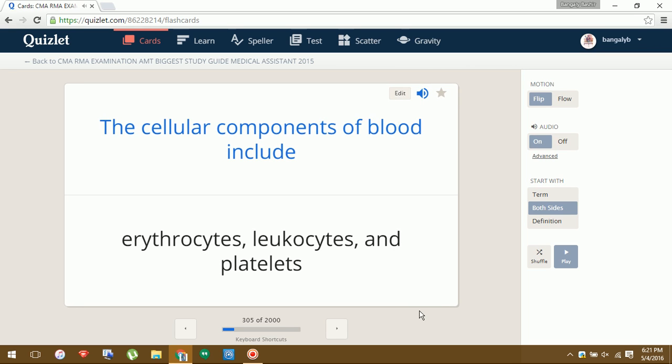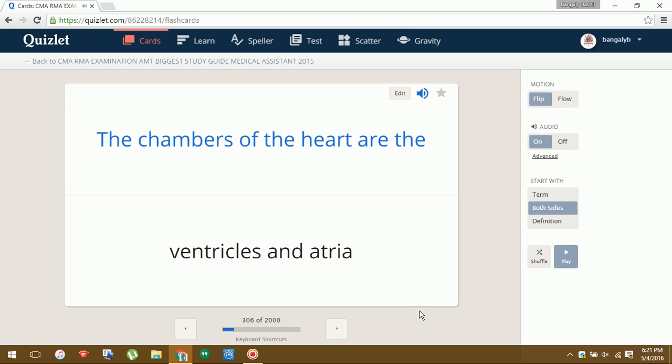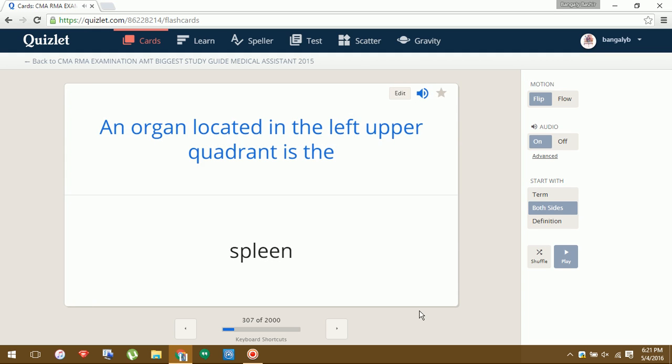The cellular components of blood include erythrocytes, leukocytes, and platelets. The chambers of the heart are the ventricles and atria. An organ located in the left upper quadrant is the spleen.